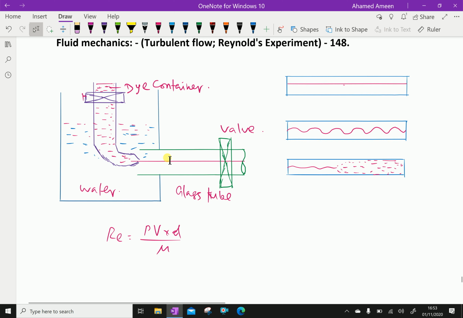When the velocity of flow was low, the dye filament in the glass tube was in the form of a straight line, like a thread. Now, with the increase of velocity to some extent, the dye filament was no longer a straight line, but became a wave, zigzag like this. This shows that the flow is no longer laminar. Here, this flow is laminar flow.